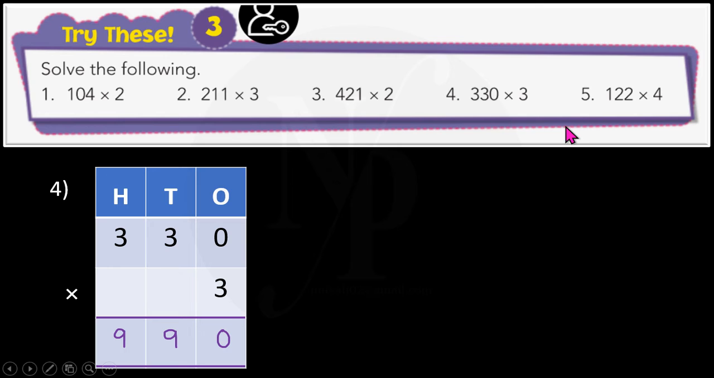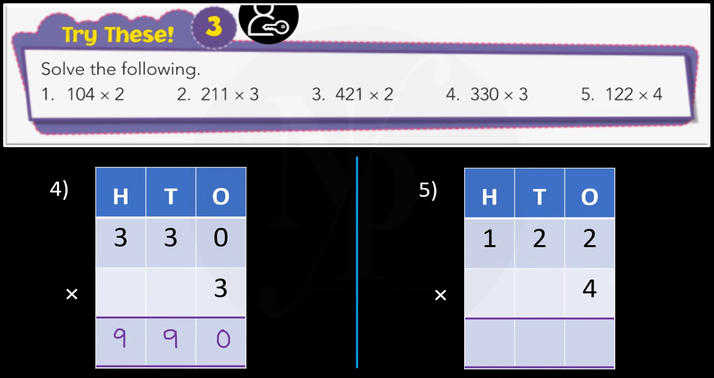Now let us take the fifth and last question in this exercise. Question number 5. 122 into 4. So we write the numbers in place values table, and we multiply the digit at ones place by 4. So 2 ones into 4 is 8 ones. So we write 8 here.